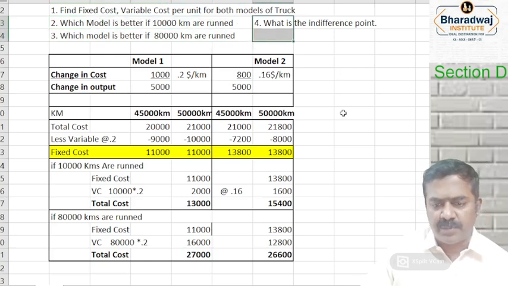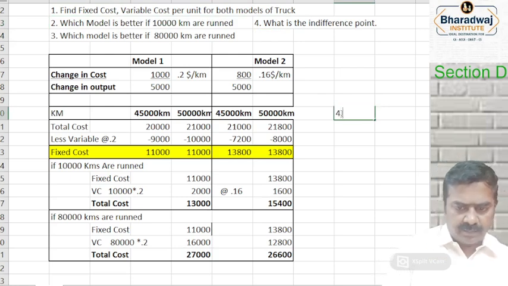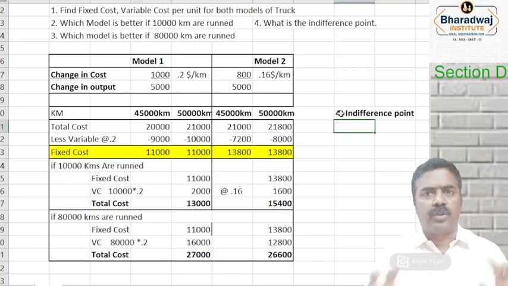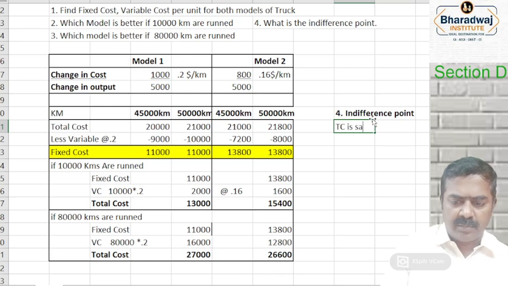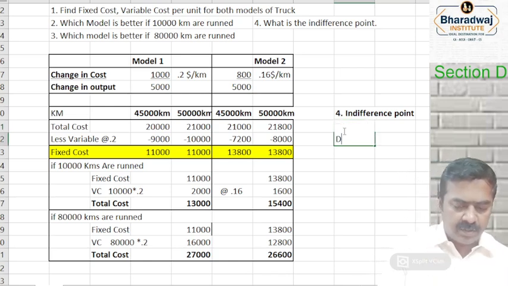What does indifference point mean? Indifference point means the point at which both the options give you the same result. Simple. The total cost is the same. That means at how many kilometers the total cost will be the same.